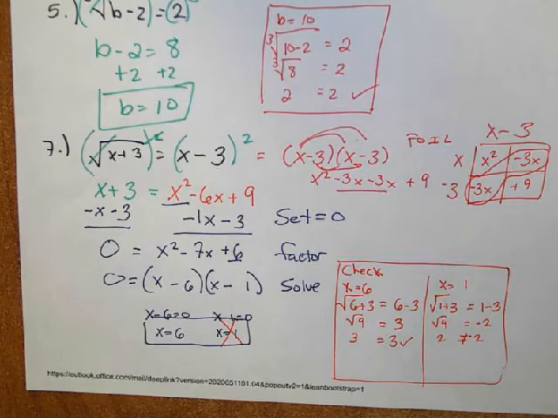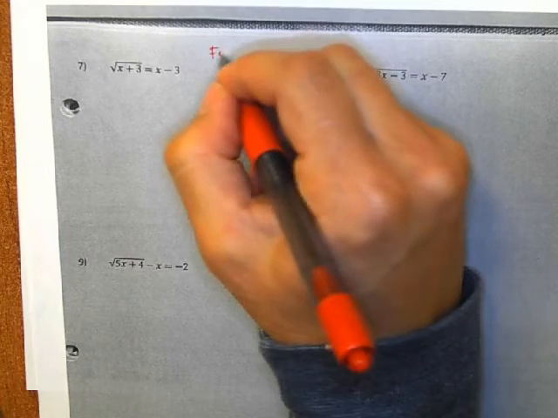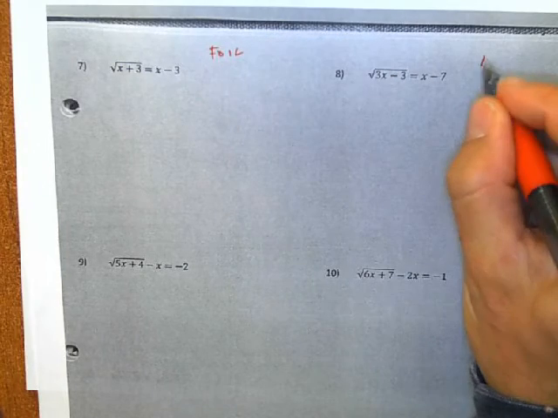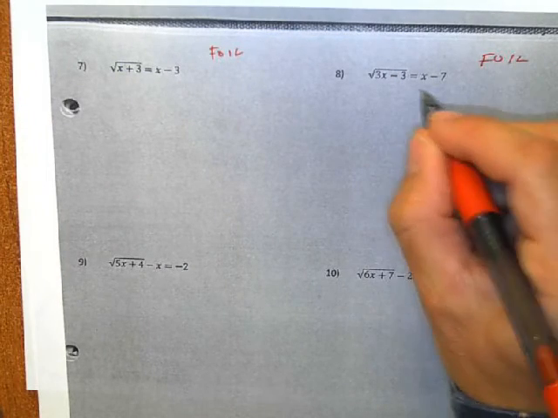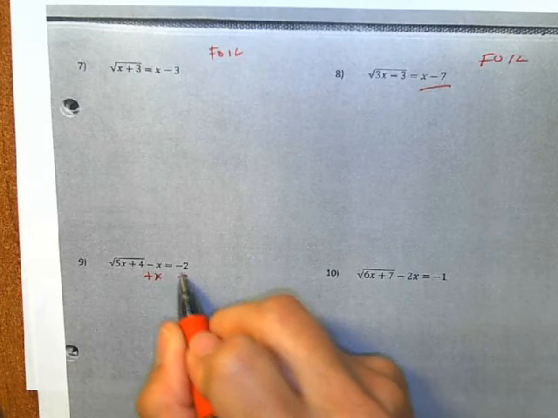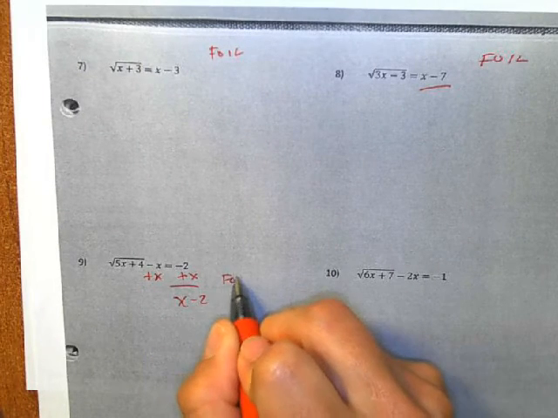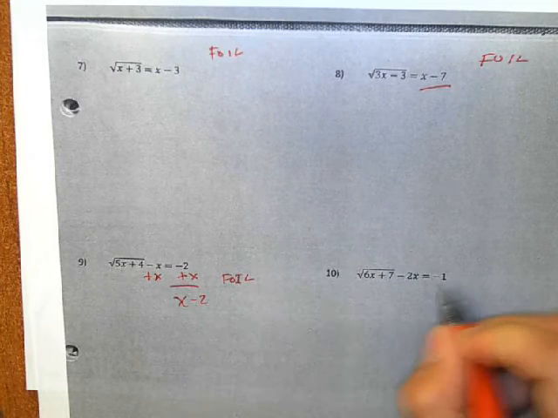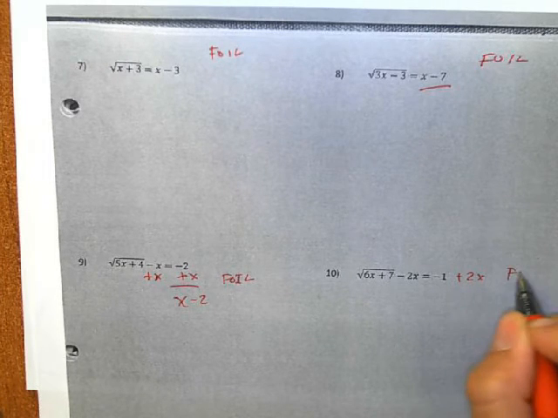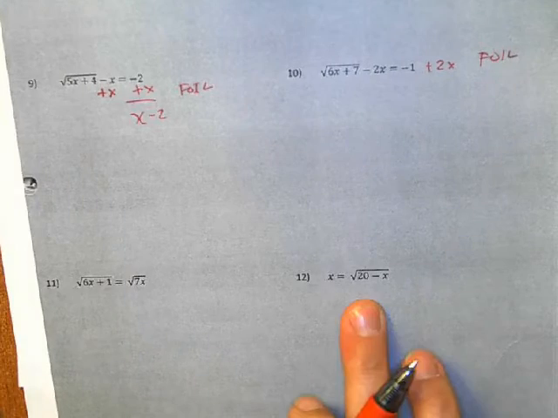All the questions on this second page, you're going to have to FOIL on the right side. So FOIL number 7. You're going to have to FOIL number 8 on the right side. You're going to have to add your x over here. And you're going to have to FOIL that. You're going to have to FOIL this once you add your 2x over. No FOIL for number 11 and no FOIL for number 12.